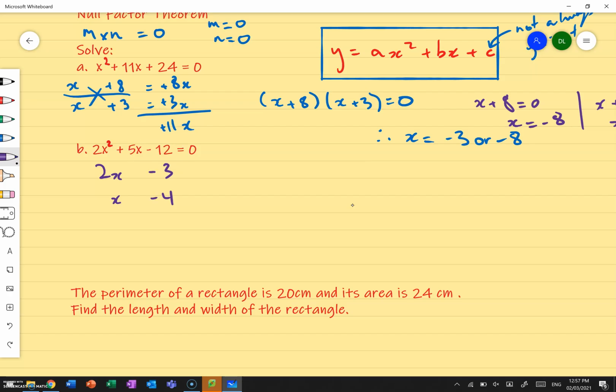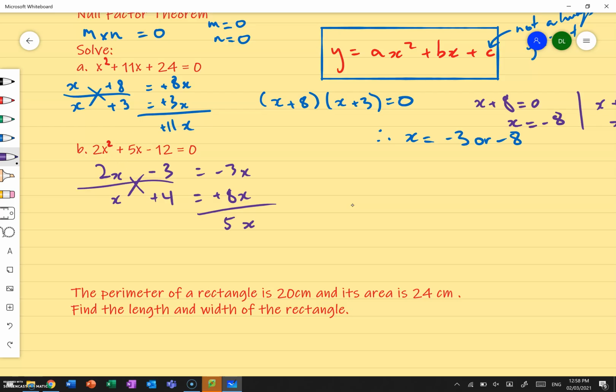I'm going to put it over here, and then leave that one as a positive. I'm going to multiply them using my cross. So 2x times positive 4 gives me positive 8x, and then x times negative 3 gives me negative 3x. From there, I know that equals 5x, and therefore that's correct.